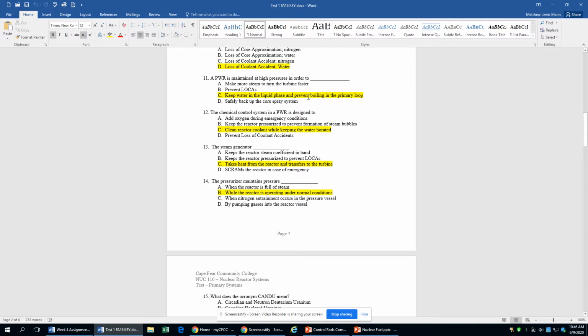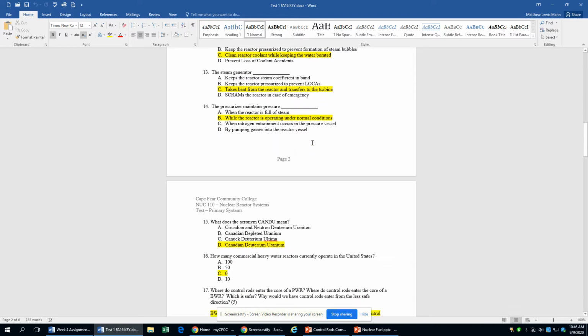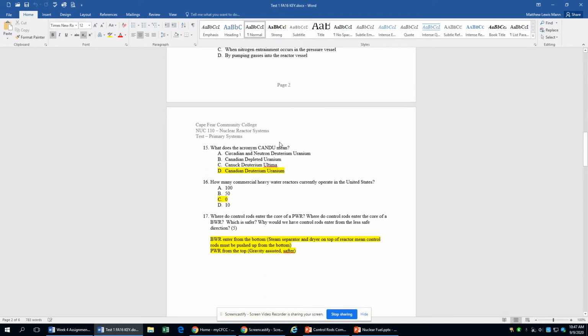Boiling and pressurized water reactors operate around the same temperature, around 550 degrees Fahrenheit, but in a PWR, they keep it water solid. So the chemical control system in a PWR is going to clean the reactor coolant, and it's going to keep the water borated. So we talked about that in that chapter. The steam generator is going to take heat away from the reactor and send it to the turbine. And the pressurizer is going to maintain pressure all the time under normal conditions.